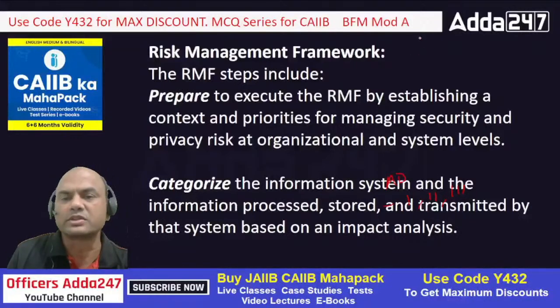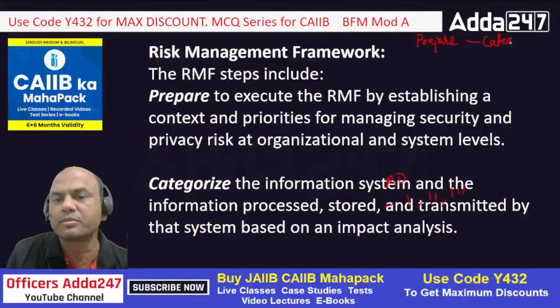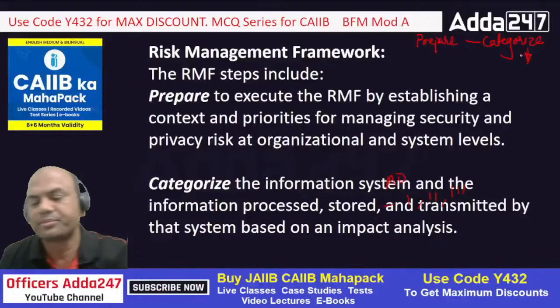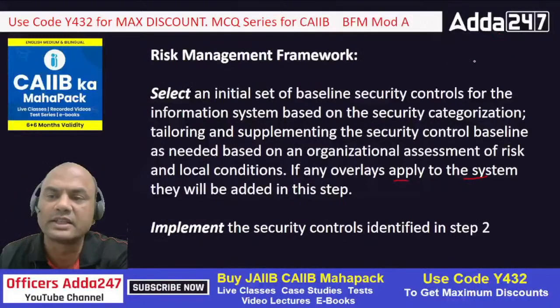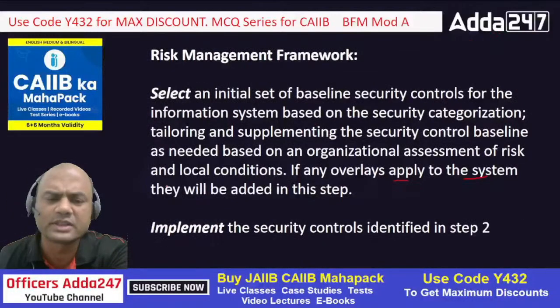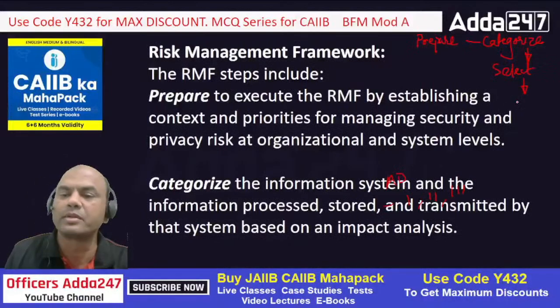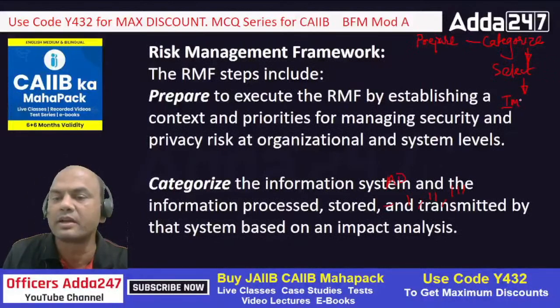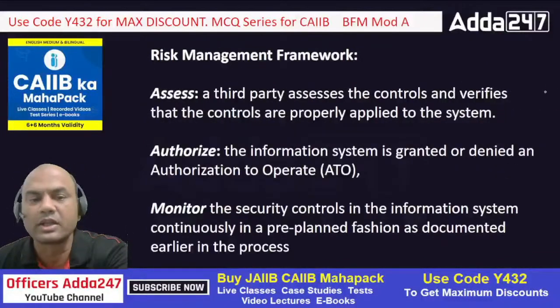Prepare. We can draw it over here also. Prepare the framework. Then go for categorize, which means which category is important. Then select the best one which I should target. After categorization, I'll select which one I have to target, which is the most important one. Then next one, implement it. Whatever you have selected, implement it. And the last one will be controlling.